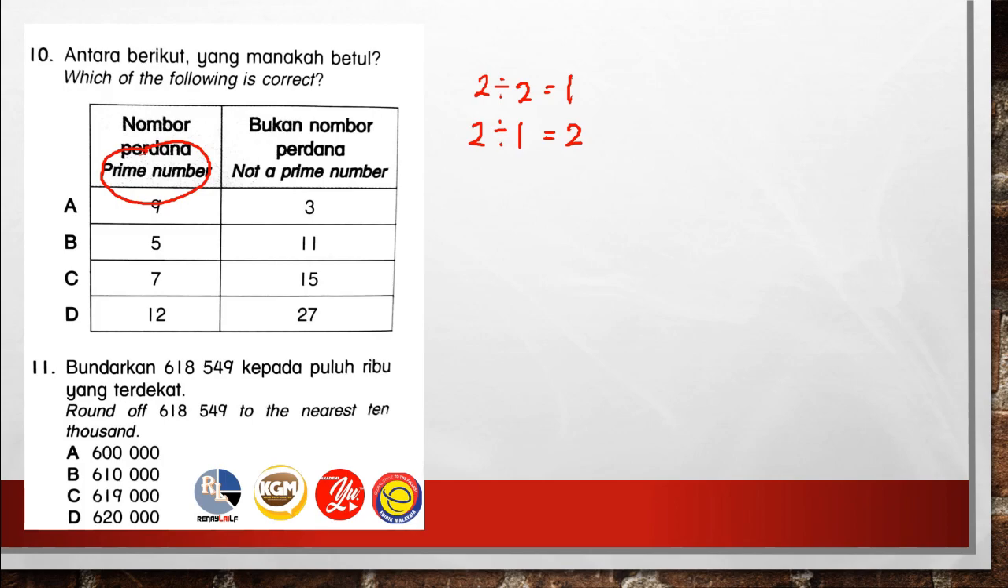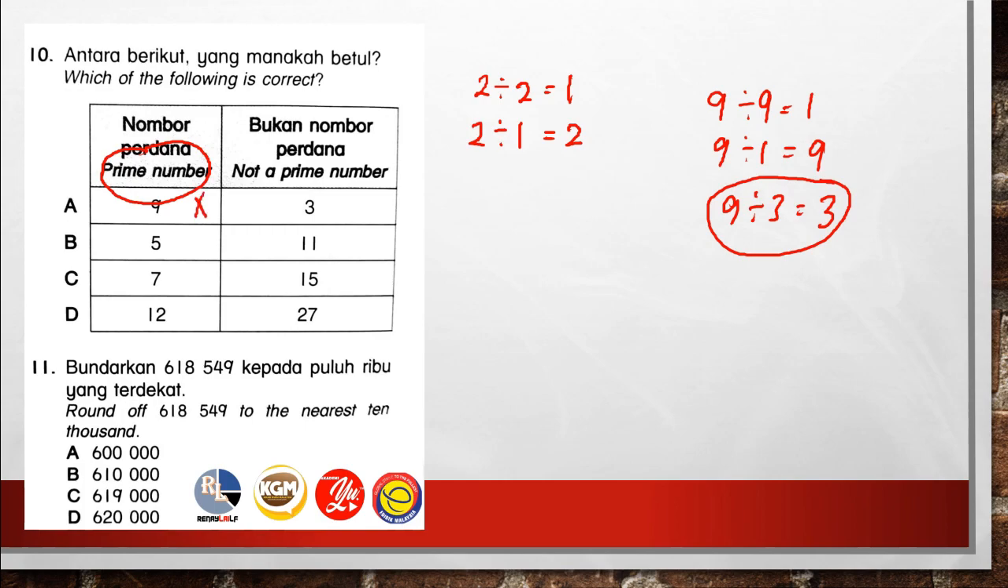Alright, let's check 9. 9 divided by 9 is 1. 9 divided by 1 is 9. 9 can also be divided by 3, and you have the answer 3. So this is an extra factor. When you have the extra, this 9 is not a prime number. So this is already wrong. We don't have to look at the second answer actually, because we know 9 is not a prime number.